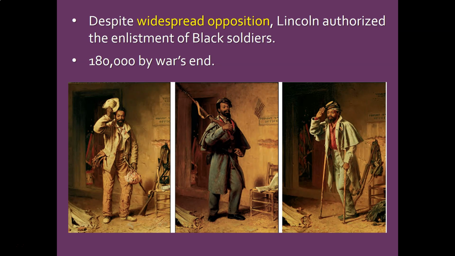So even though there was a lot of opposition to this, Lincoln does push forward and authorize the enlistment of black soldiers. And by the end of the war, 180,000 black soldiers will have been enlisted. Now, not all of them are going to see combat, because there was still this idea that black soldiers really weren't up to the task of fighting. And so, while certainly some of them will see combat, not all of them will.